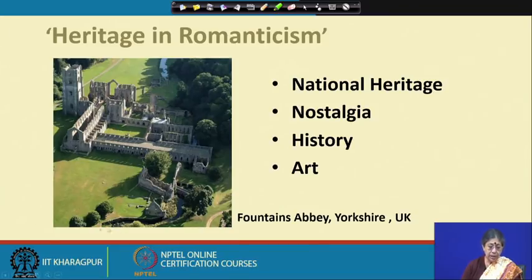For example, here we see the Fountains Abbey, Yorkshire in York. It was a monastic establishment which was in ruins, no longer in use, but it was kept as a nostalgia and historicity for a particular period. So, there is no necessity to rebuild the roofs over there, they were frozen in time, and whatever was required to preserve it was done. So, this is what we say is heritage in Romanticism.